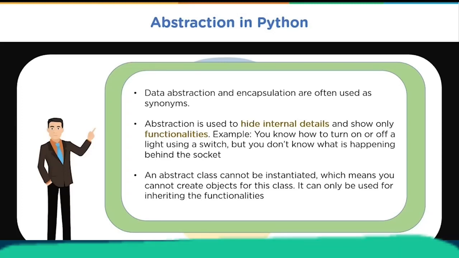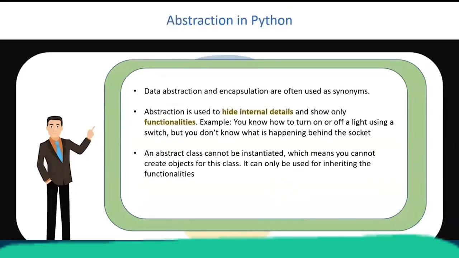Similarly, an abstract class cannot be instantiated, which means you cannot create objects for this class. You can only define the methods which have to be implemented by the classes which are inheriting the abstract class. So basically, an abstract class provides only the method signatures, and the rest of the functionalities and the implementation have to be done by the child classes.